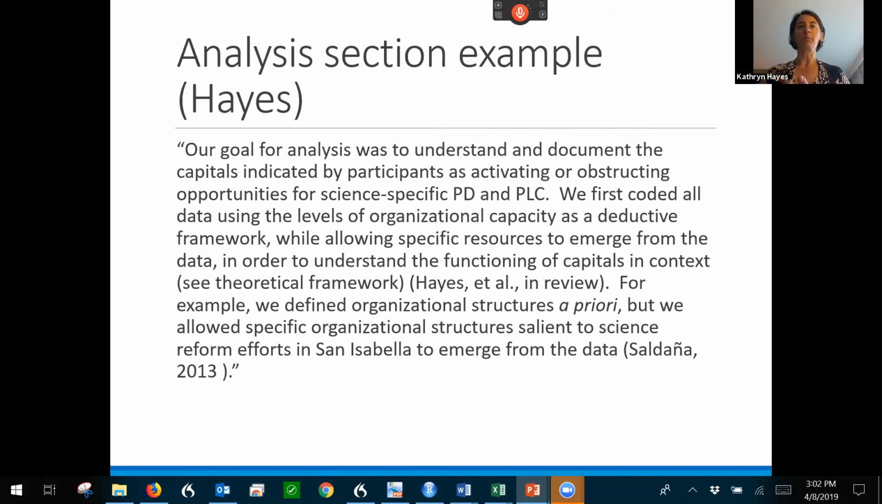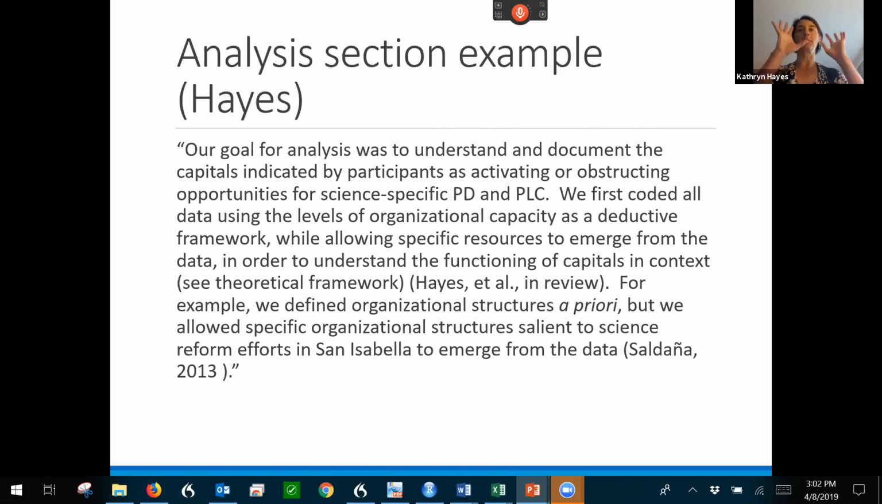This is an example from one of my studies. Our goal for analysis was to understand and document the capitals indicated by participants as activating or obstructing opportunities for science-specific professional development. So, first sentence was, here's what I want to do, all right? The second sentence says, we first coded all data using the levels of organizational capacity as a deductive framework while allowing specific resources to emerge from the data.